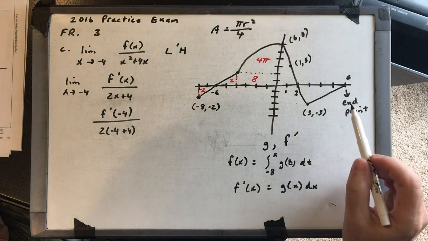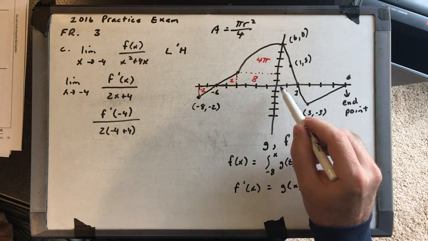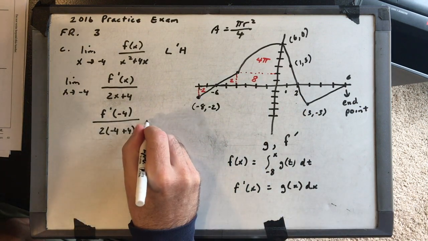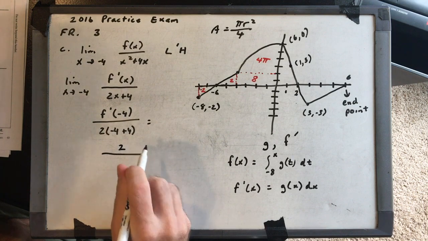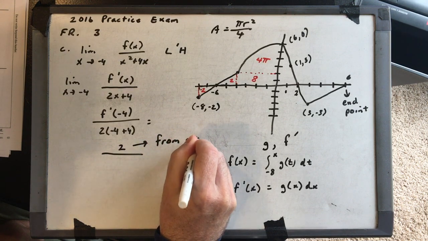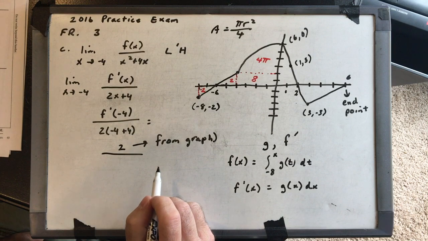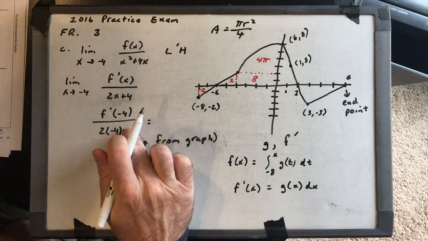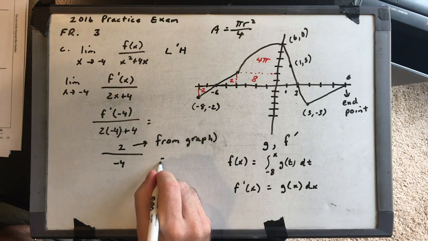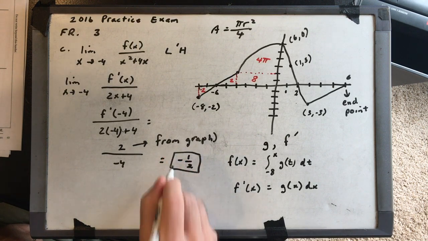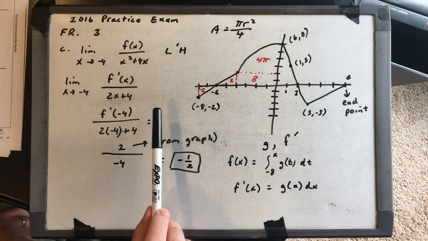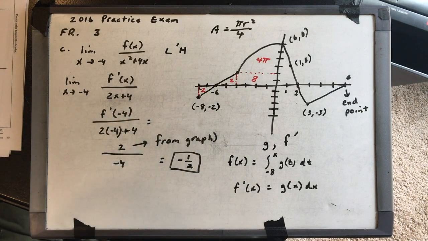Well, what is f prime of -4? Okay, well, it's 2, right? 1, 2, 3, 4. At -4, 2. The answer would be 2. So since f prime of -4 is 2, just read the graph. So from the graph, all right, and then 2 times -4 plus 4. That'd be -8 plus 4, -4. So that's -1/2. So this one, because you know the values of f prime, as long as you use L'Hopital's rule, you can just read from the graph and then plug in -4. Pretty easy.